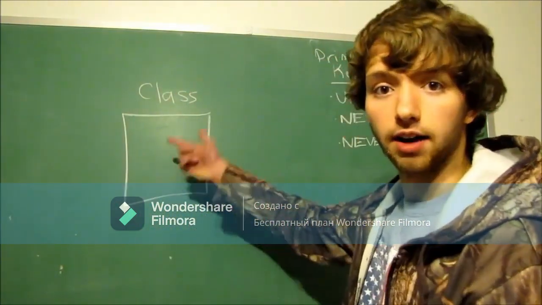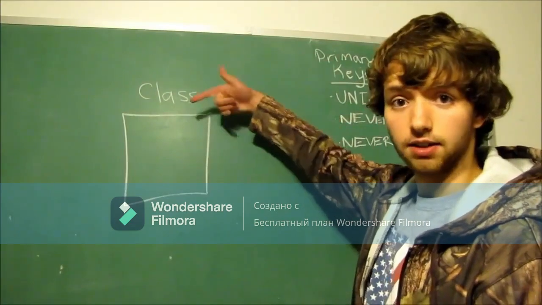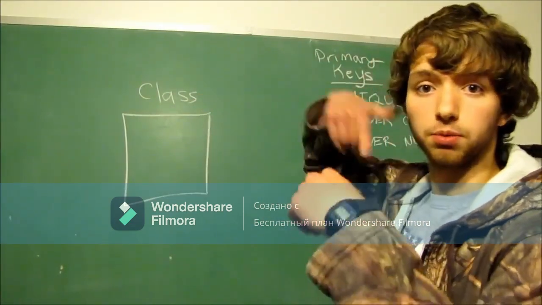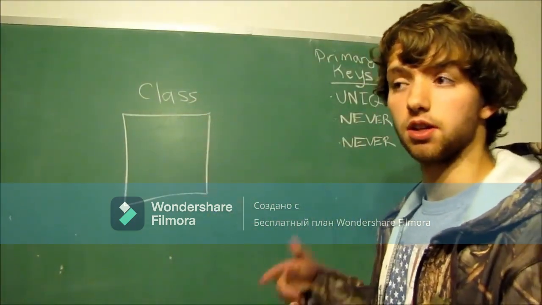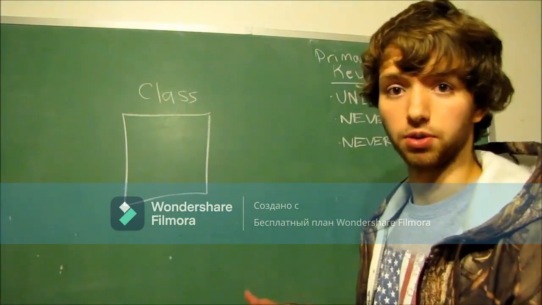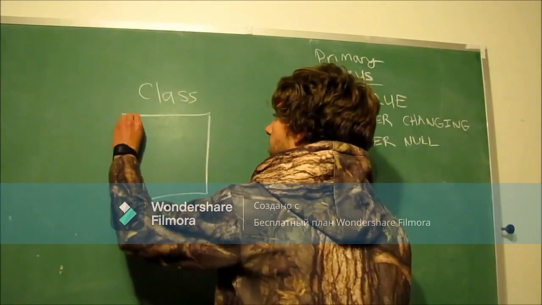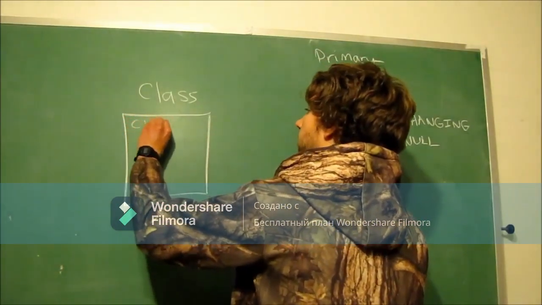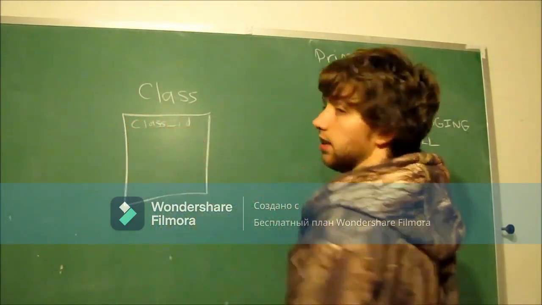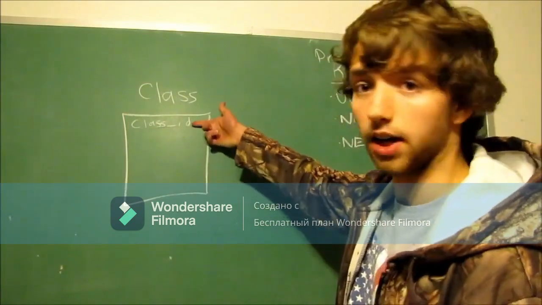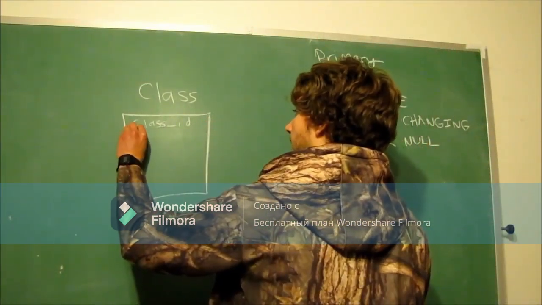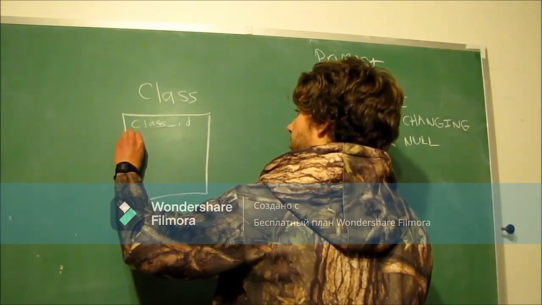Within here, we could have a class ID, which, like I said, we're just going to be using surrogate keys for most of this. You can do the same thing with natural keys, and if you have no idea what I'm talking about, just pretend I never said anything. So yeah, we have a class ID. That's an example of a surrogate primary key.